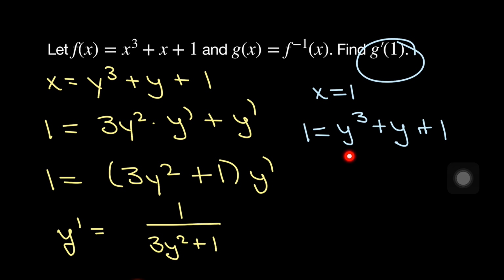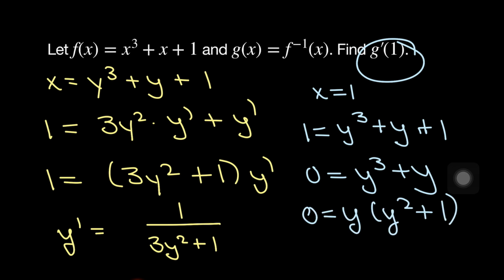So 1 equals y cubed plus y plus 1. I'm going to set one side to 0 by subtracting the 1. And then we've got a common factor of y. So if I factor out the y, I'm left with y squared plus 1. So that tells me y equals 0. Y squared plus 1 will never equal 0. It doesn't have any real solutions. So y equals 0 is the point where x is 1.